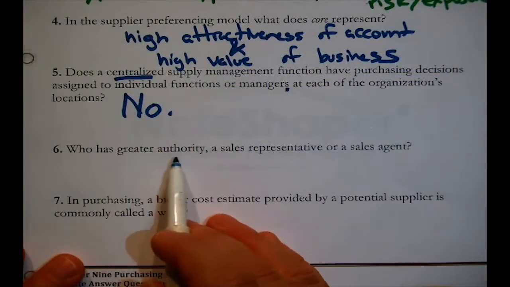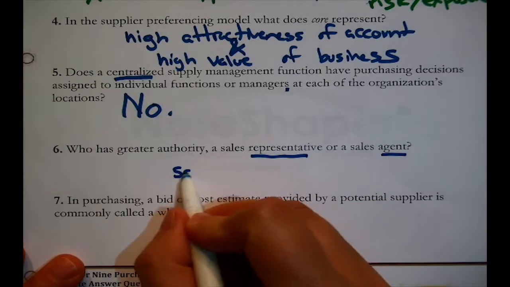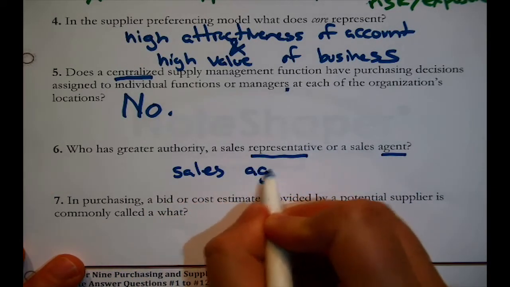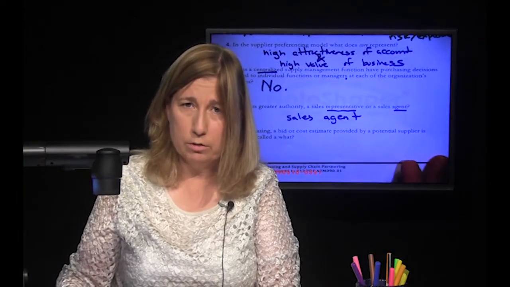6, who has greater authority, a sales representative or a sales agent? That answer is the sales agent. Only the sales agent can bind the organization in a contract.